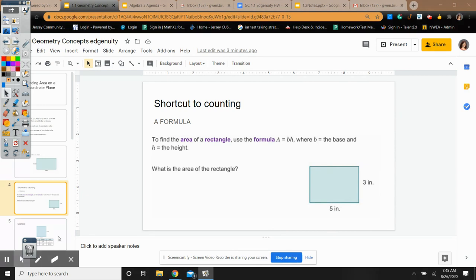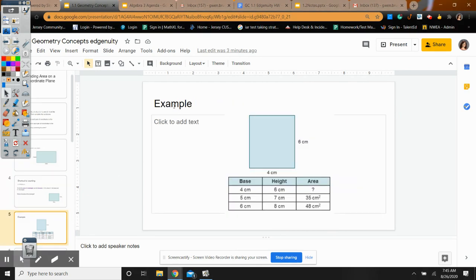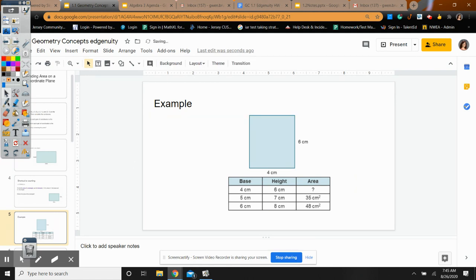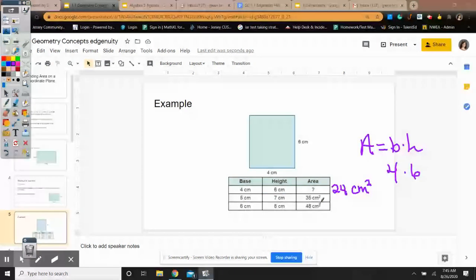Let's look at this little table. I'm going to delete that for you. Okay, so it looks like a rectangle that has a base of 4 and a height of 6. What would the area be? Well, the formula is base times height. So that will be 4 for the base times 6 for the height, and that will be 24 centimeters squared. They gave you more examples. If it was 5 and 7, it would be 35, and 6 and 8, it would be 48.